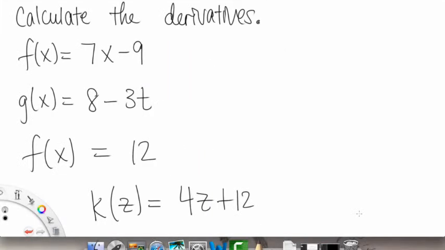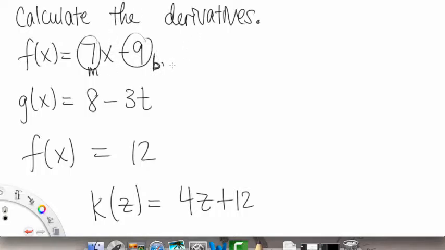Okay, so this question asks us to calculate the derivatives. So here we have four sub-problems, or four mini-problems. For the first one, we notice that this is actually of the form mx plus b, right? So m is 7, our b is negative 9. That's our y-intercept, and our x is just there.